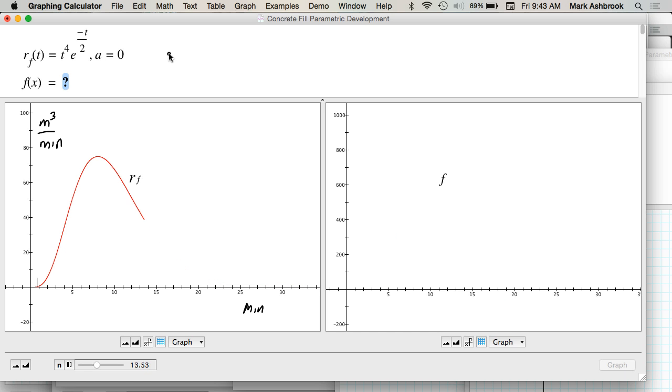Is the max at 7? What's that? The max rate is around 8. Yeah, so the max rate is at about 8 minutes. Okay? So given the rate, sketch the total amount of concrete, and then express that function that you tried to sketch. You're either making progress or you're getting help. Go.